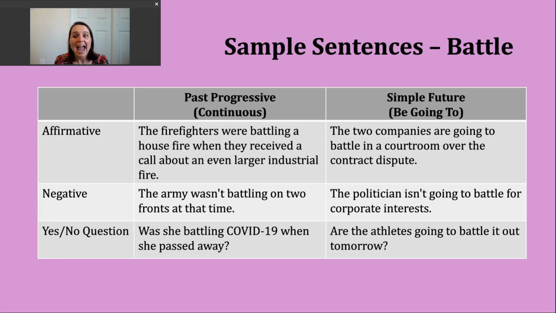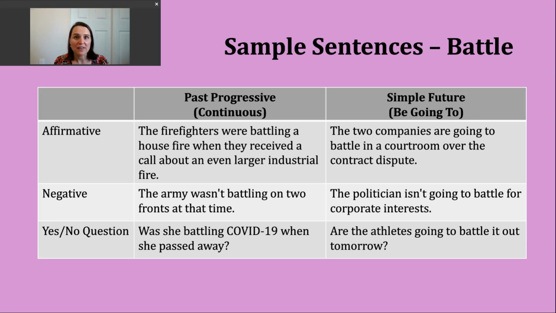Now let's take a look at the simple future. Today we're going to focus on using be going to, and the only tricky thing about be going to is remembering our present forms of be. So we have three forms of be in the present. That's am, is, and are. I matches with am, he, she, it with is, and you, we, they with are.